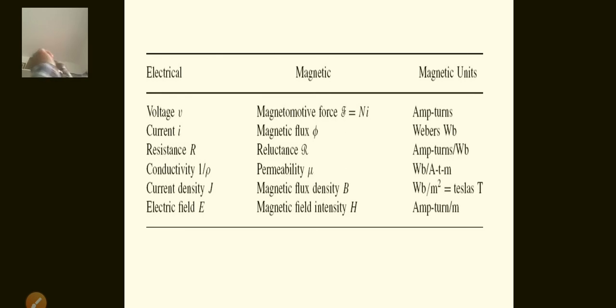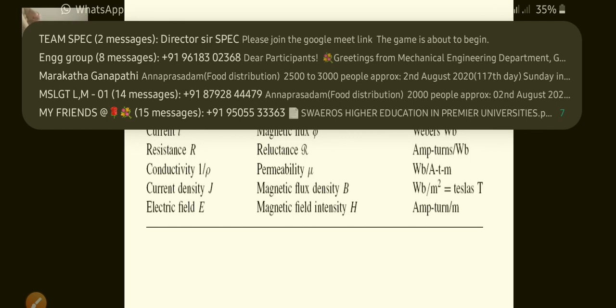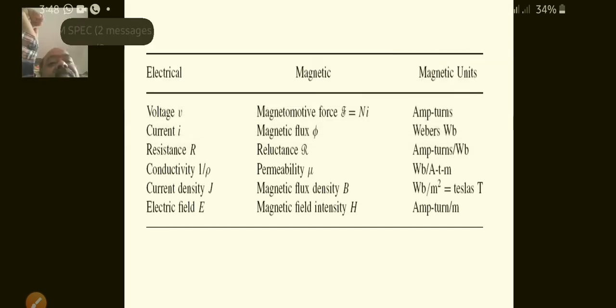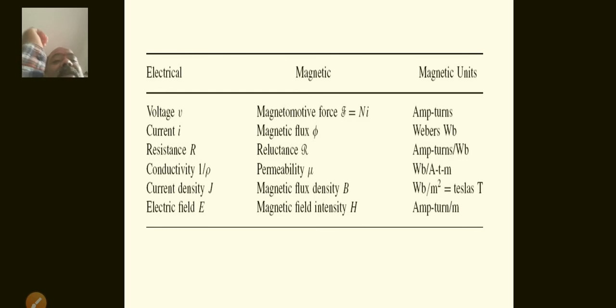Similarly, take resistance in an electric circuit, which is indicated by R, and the reluctance, which is indicated by capital R in the magnetic field, in ampere turns per Weber. That is the reluctance. Resistance is nothing but reluctance in the magnetic field. So conductivity, 1 by rho, is indicated by sigma generally, and permeability mu has units in the magnetic field of Weber per ampere turns meter.